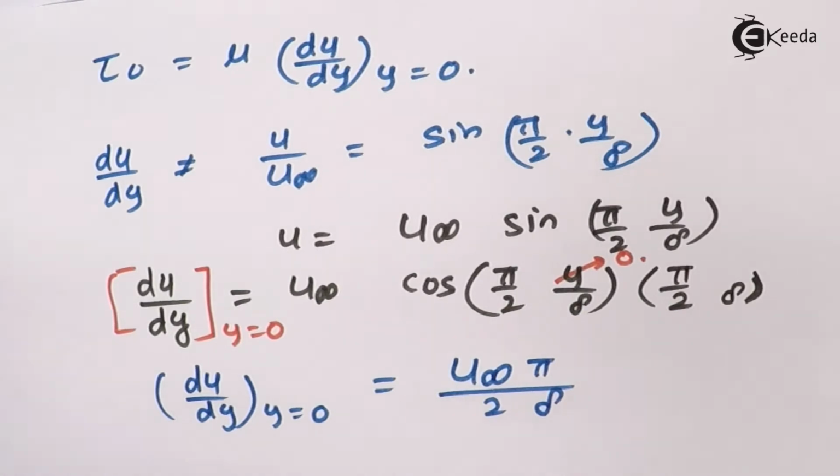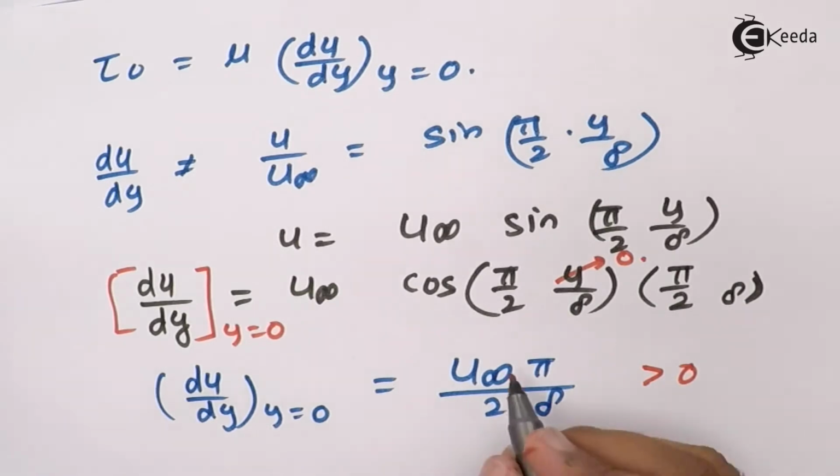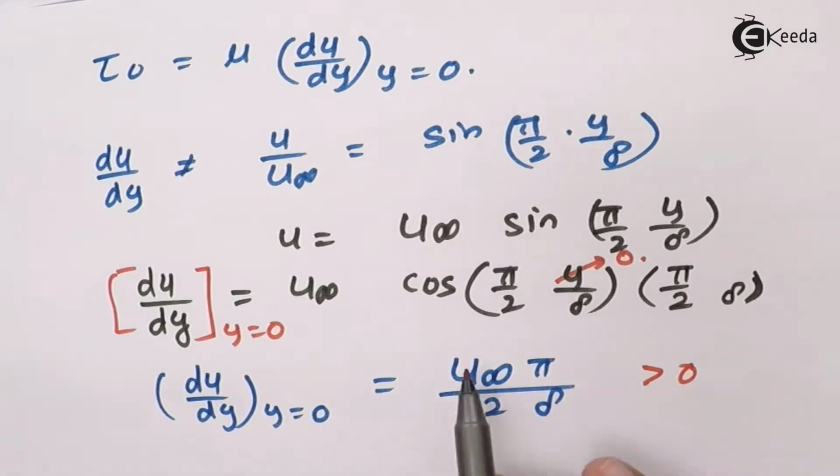Now note that this is greater than 0, hence there is no boundary layer separation. U infinity is greater than 0, delta will also be greater than 0. So this is greater than 0, so there is no boundary layer separation.